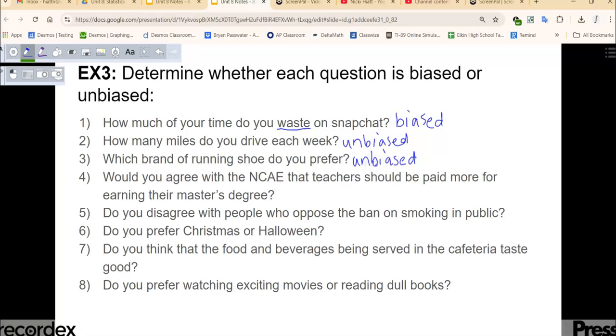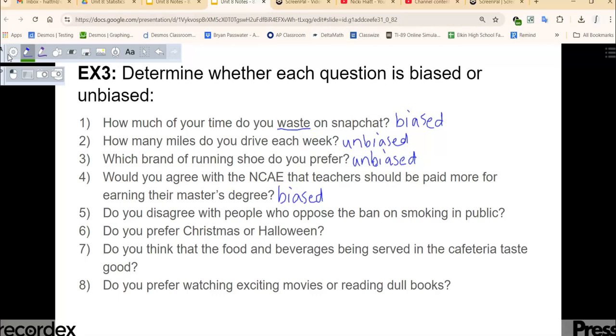It does not lead you to say Nike over Adidas over whatever other type of shoe that you might want to put there. For number 4, it says, would you agree with the NCAE that teachers should be paid more for earning their master's degree? This is a biased question. It is leading you to say yes because you are agreeing with the NCAE, which is an authority. So if you don't agree, then you have to go against the NCAE, which people will be less likely to do. That would be a biased question.